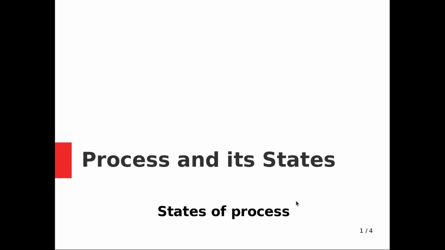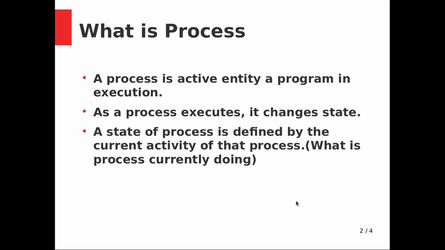States of the process. A process is an active entity, a program in execution. Just like when you are executing a C or C++ program, you are running the program, which means the program is in RAM, so that can be called the process. If you are storing the program on the hard disk, that cannot be called a process. A process means a program that is actively running, a program in execution.